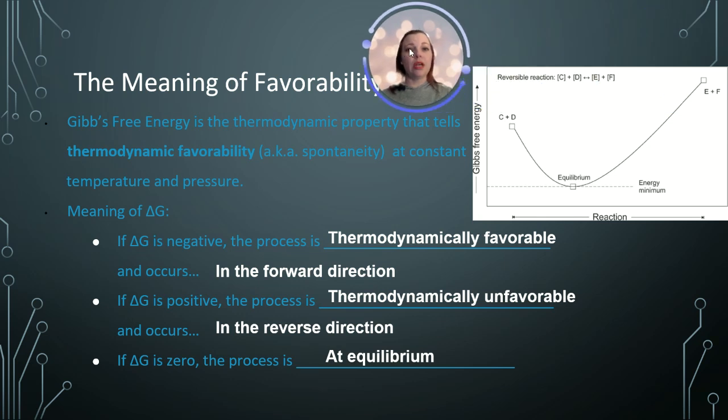So you can see this graphically. If this is your reactants and these are your products, equilibrium is down here. If delta G is negative, then that would mean that your reactants have a greater free energy than your products, and so that means it's proceeding in the forward direction. If it's positive, you'd have the opposite. And if it is 0, you are at equilibrium.